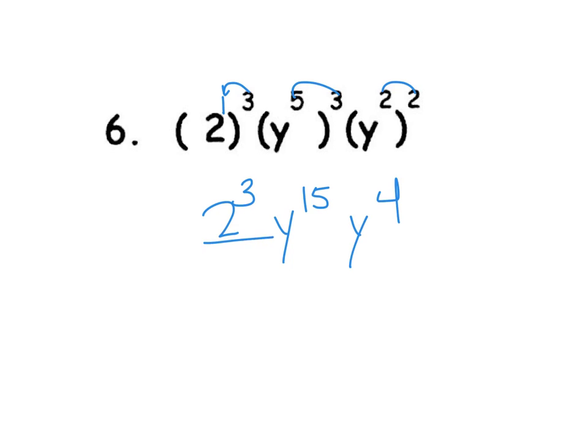2 to the 3rd we can actually do. 2 times 2 times 2 is 8. And we can combine these by simply adding the exponents. And we're done.